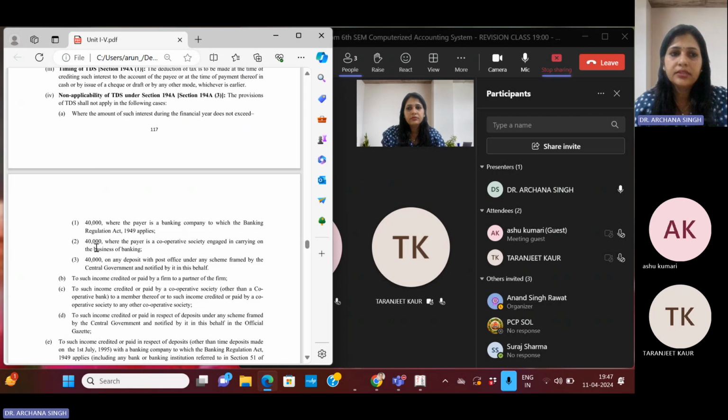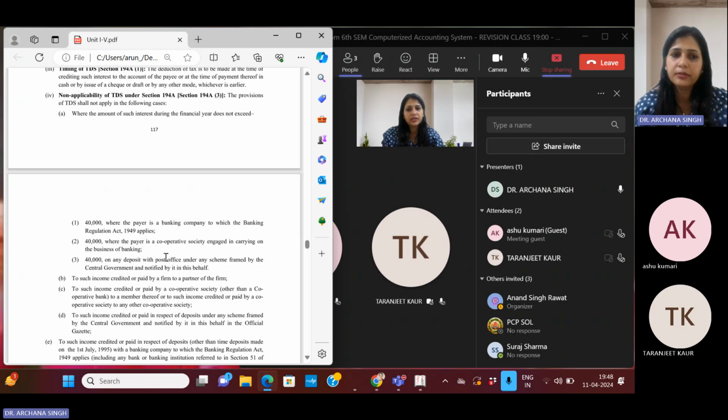Then where the amount of such interest during the financial year does not exceed rupees 40,000, where the payer is a cooperative society engaged in carrying on the business of banking. Earlier it was a banking company, here it is a cooperative society engaged in the business of banking, so there also the limit is 40,000 rupees. Then third, the limit is 40,000 rupees on any deposit with a post office.